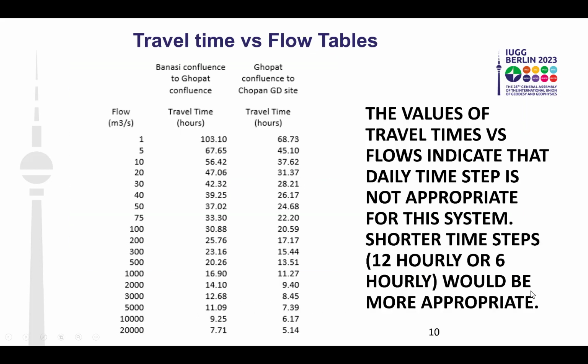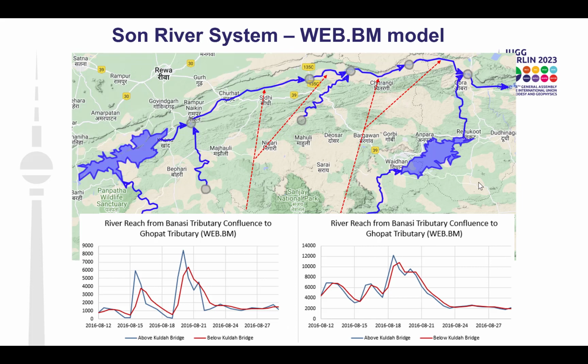When we conducted the run, we had to look at the data. Travel time versus flow data showed that for very high flows, travel time is much less than a day. So the daily time step was not the best here, and it was decided to use a 12-hourly time step to make sure that the routing equations make sense, because you can see the flows over 5,000 cubic meters per second have travel times of 11 and 7.39 hours, which is much less than a day. So the WebEM model produced solutions which look like this. The blue line is the upstream channel, the red line is the downstream channel.